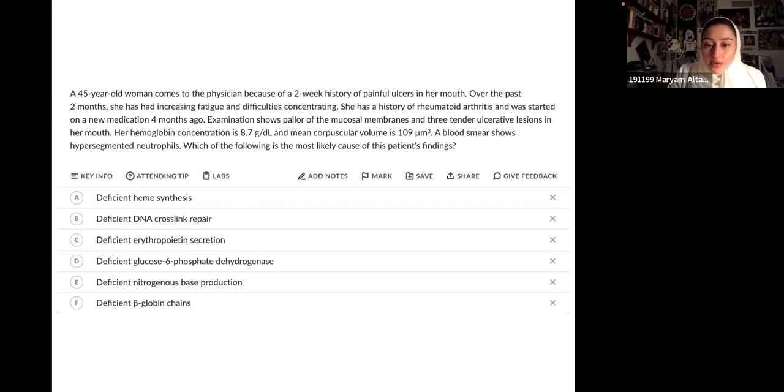Okay, this was actually, I think, a 4-hammer question, if I'm not wrong. I like none of the above. Unfortunately, that's not an option in AMBOSS. The answer is deficient nitrogenous base production.